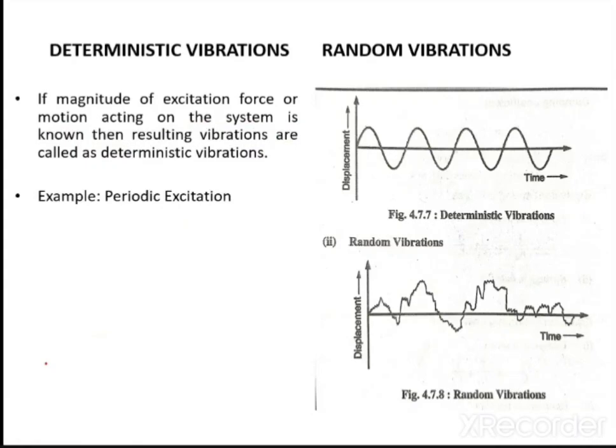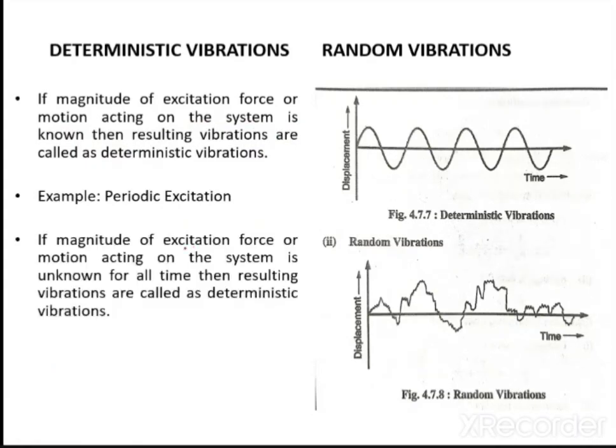Example: periodic acceleration. If the magnitude of the excitation force or the motion acting on the system is unknown for all time, then the resulting vibrations are called random vibrations.